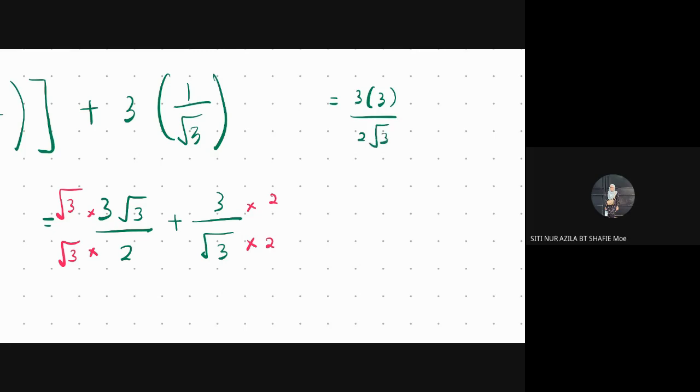Okay, and then plus 6 over 2 root 3. Then you have 9 plus 6 over 2 root 3, which is 15 over 2 root 3.